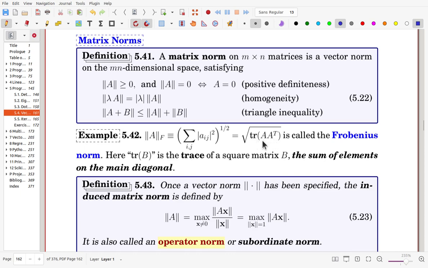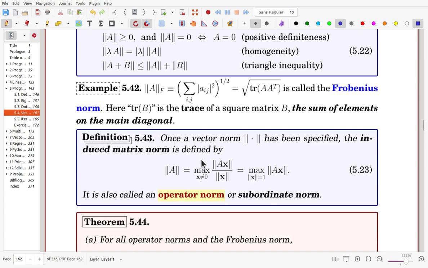This quantity can be computed by using this formula. First, we form A and A transpose and take the trace. The trace is the sum of entries on the main diagonal. That is the definition, and you can get it also in this way. And here, some other kinds of norms are defined.